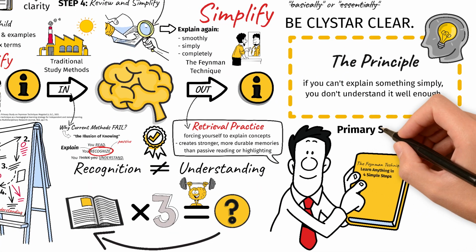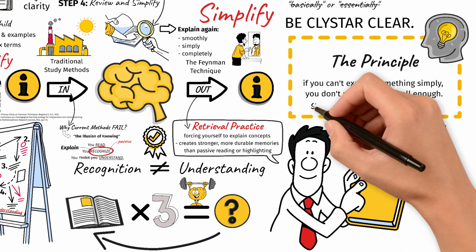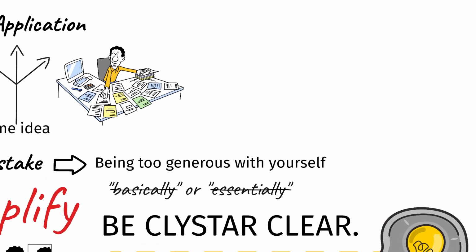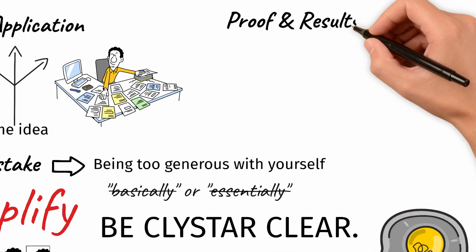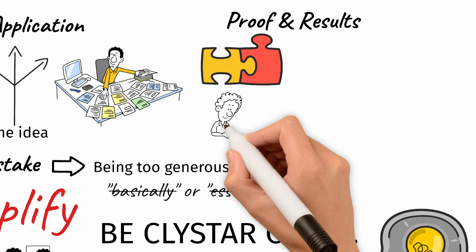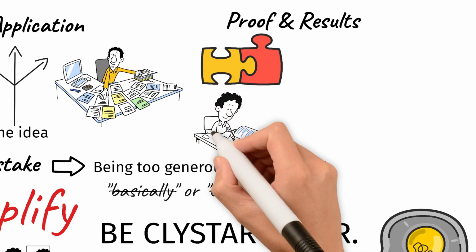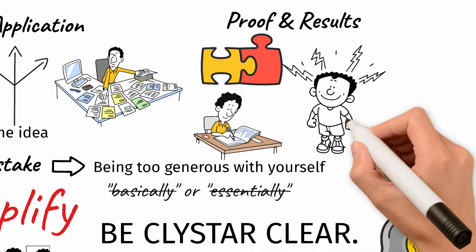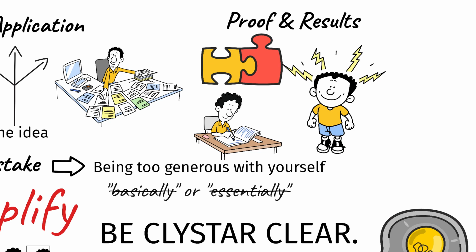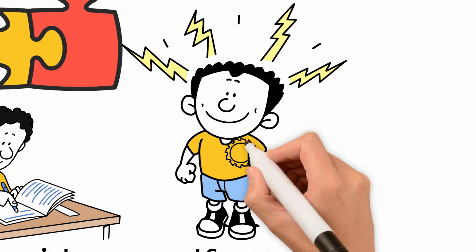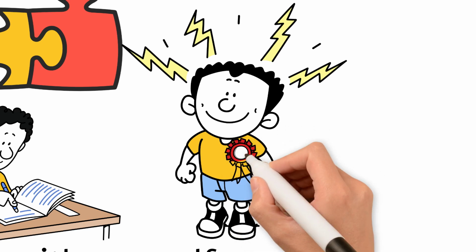Use this technique as your primary study method, not a review tool. Start with explanation from day 1. It turns studying from passive absorption into active construction of understanding. Here's what you can expect. Within the first week, you'll notice concepts clicking together in ways they never did before. Students who consistently use teaching-based learning methods report feeling more confident in discussions and performing better on complex problems. Research shows that explanation techniques help learners develop deeper understanding and better transfer skills compared to traditional study methods.